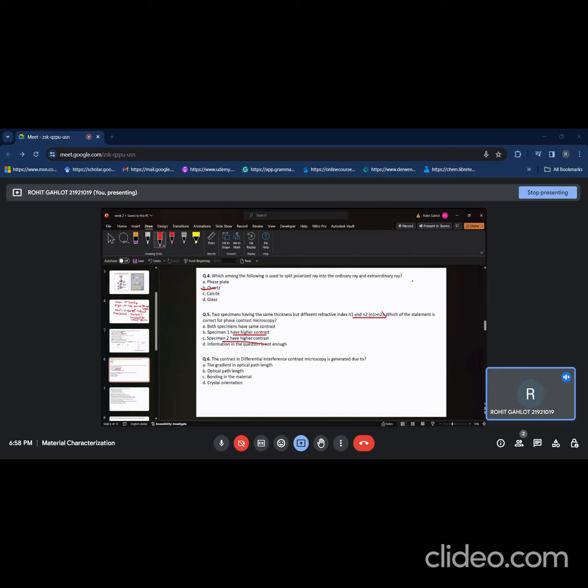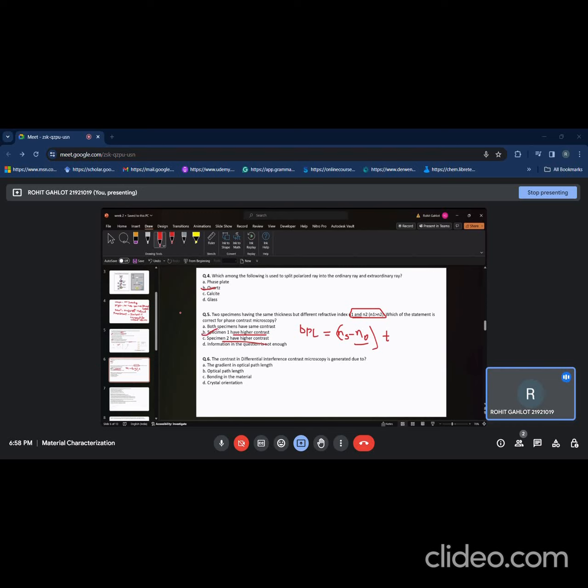So we know that for the relation between N1 and N2, we talk about the optical path length. So we can write it as (N minus N0) multiplied by T. Here N0 is fixed, so whichever has the higher refractive index will have the higher contrast. So B is the correct answer.